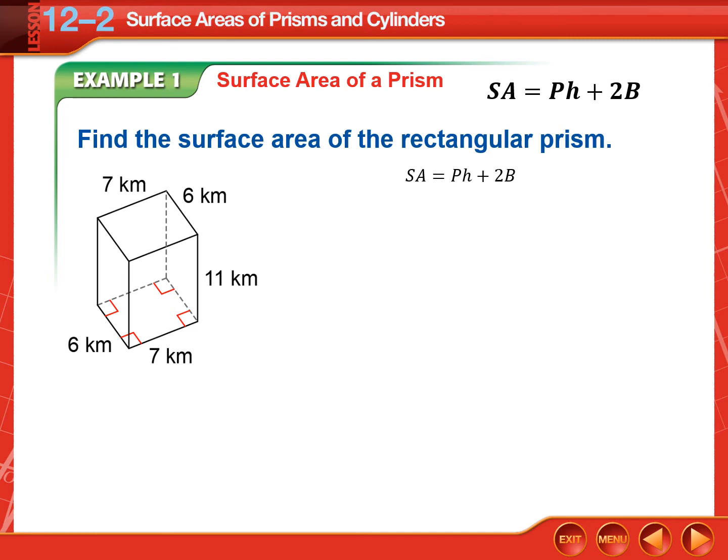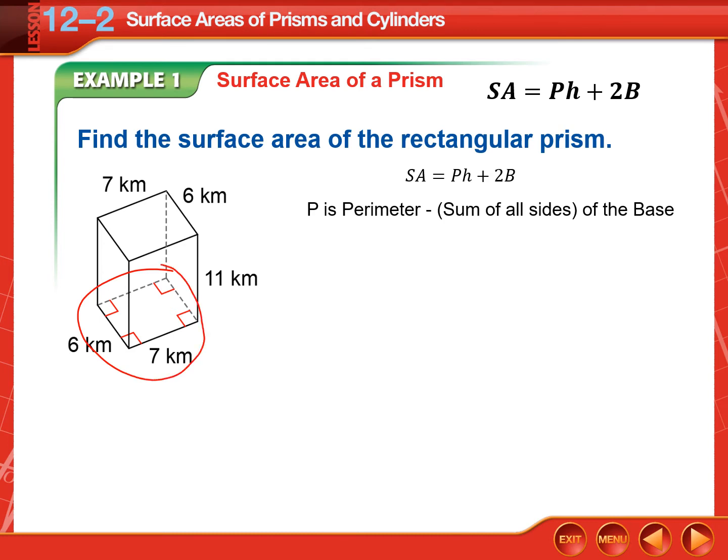Hopefully you tried it, paused the video, and got it right. Let's try it. The first thing we need, again, is the perimeter. This time, I'm going to choose the base at the bottom. If you're asking whether it matters what you choose as a base, no, it doesn't. You just have to do it correctly.